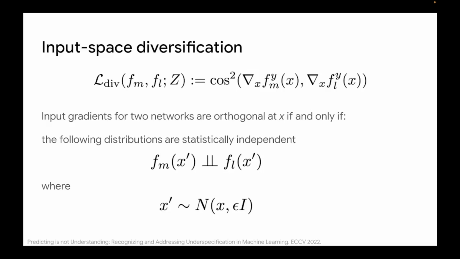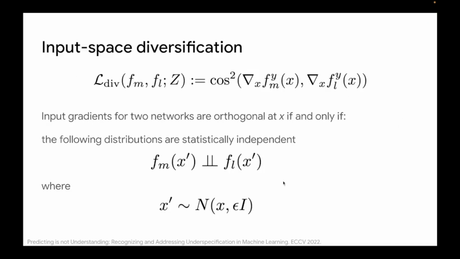In the paper, they also make a claim that it has connections to statistical independence of the output of the function, where x is now a small perturbation around the original training point. You're introducing this isotropic noise around the training point with some small factor epsilon, and the independence between these two random variables through f is roughly equal to the independence between the gradients, or the orthogonality of the gradients.